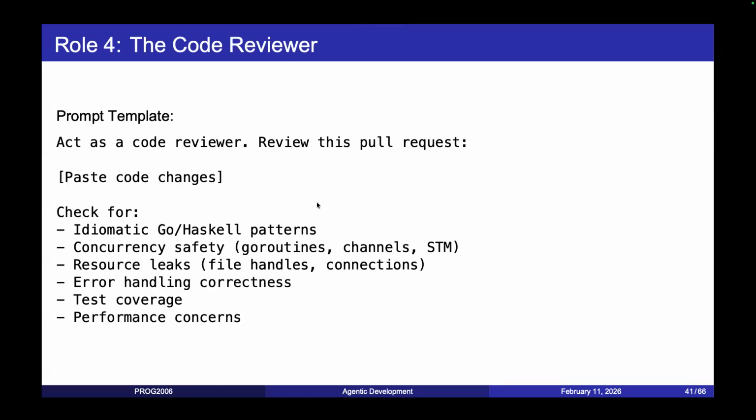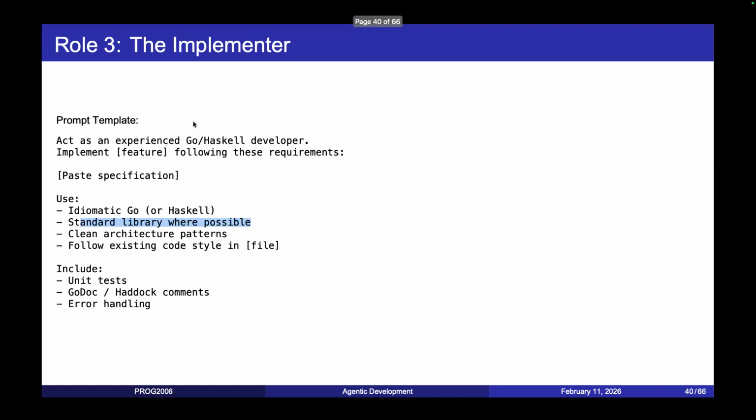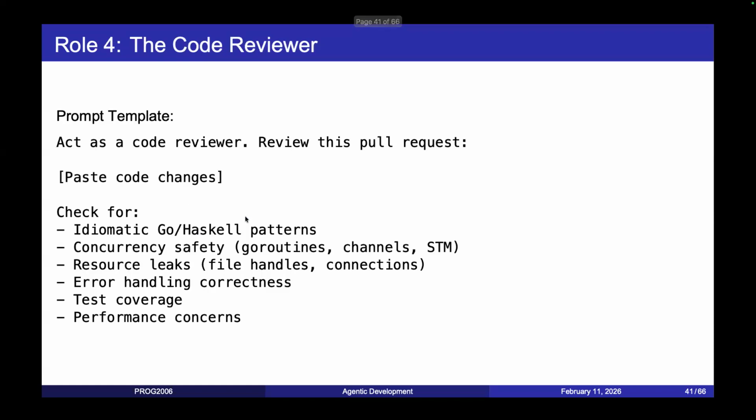Okay, then you have a code reviewer. So after the implementer implements stuff, you ask, okay, now review it. How can we improve it? What is not idiomatic? What is wrong? Can we make use of better patterns and so on? So as I said, usually two passes is much better than a single pass. And then checking the test coverage and performance concerns often indicates that certain things can be done in a more efficient way.